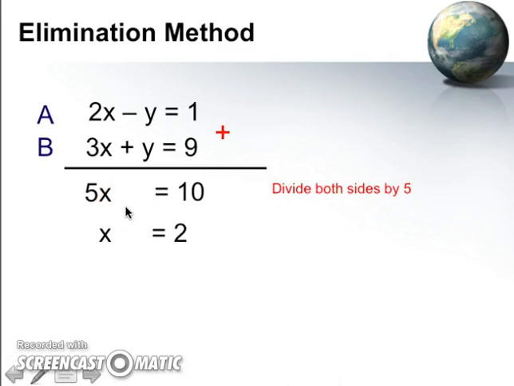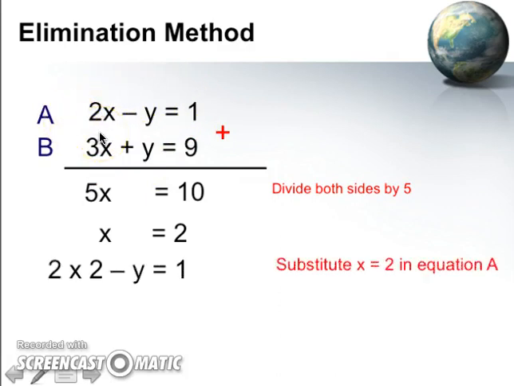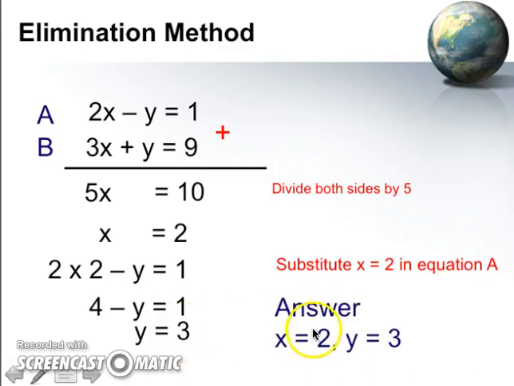That's the first part of our equation solved. We now need to find out what y is. If we substitute x equals 2 into either of these equations, we can find out what the y is. Here we're going to substitute it into this first equation, and if we do that, we get 2 times 2 minus y equals 1, from which you can see 4 minus y equals 1, therefore y equals 3. And we found our answer. X is 2 and y is 3.